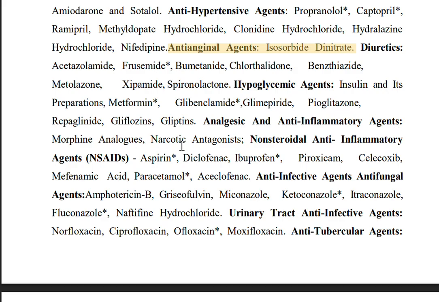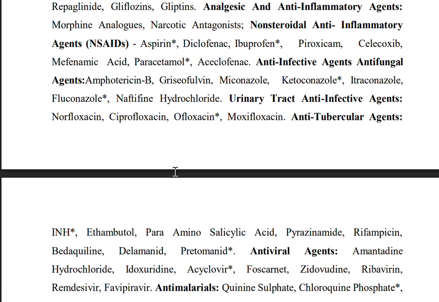Then analgesic and anti-inflammatory agents such as morphine, narcotic antagonists, and NSAIDs. Aspirin causes ulcerations, so we have to focus on the side effects and adverse effects of the NSAIDs: diclofenac, ibuprofen, piroxicam, and celecoxib, which is a selective COX inhibitor. We need the mechanism of action, starting material, intermediate, what kind of ring is present, and how much dose is given. We have to focus on the NSAIDs like that.